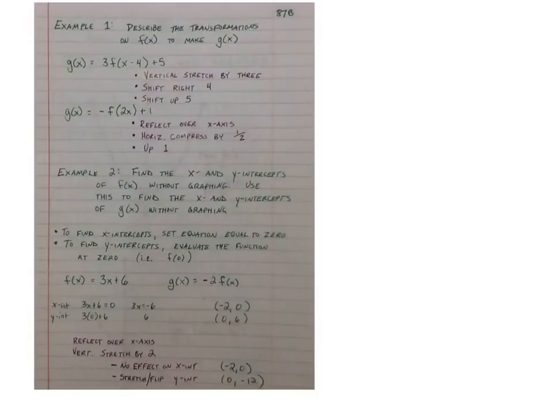Example 2 is how to find the x and y intercepts of f of x without graphing, and we use this to find the x and y intercepts of g of x without graphing. So you might recall that to find x-intercepts, we set the equation equal to 0. And then to find the y-intercepts, we evaluate the function at f of 0, or at 0. So if we have the rule f of x equals 3x plus 6, our intercept we find by setting 3x plus 6 equal to 0.